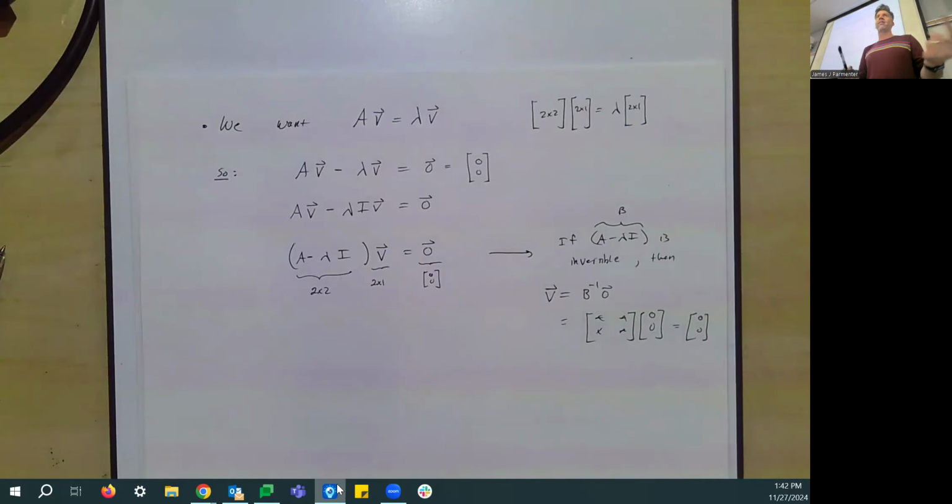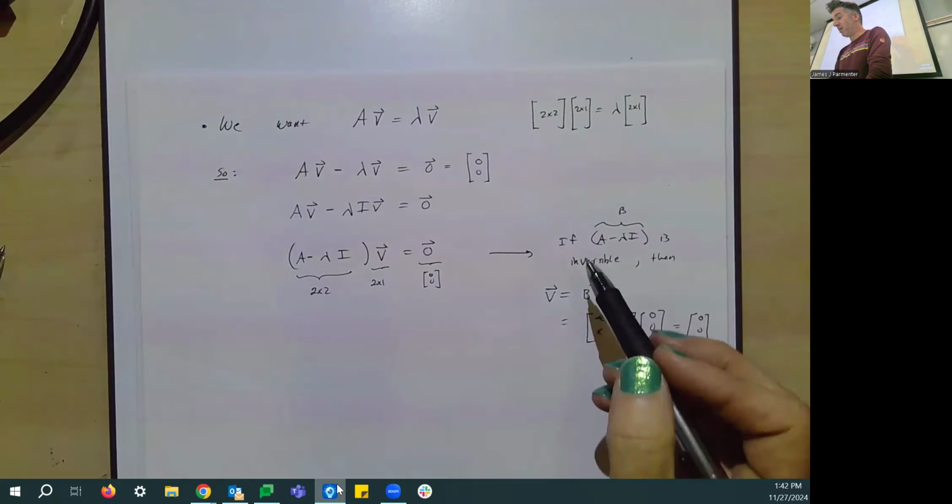It's not very exciting. If you're the 0 vector to start off with, you're not really pointing in any direction. You're literally a point. So to say that the 0 vector was an eigenvector, you're saying, well, yeah, of course. If you multiply any matrix by the 0 vector, you're going to get back a multiple of the 0 vector, because you're going to get back the 0 vector. So it's just not a very interesting case. We don't care about that case.